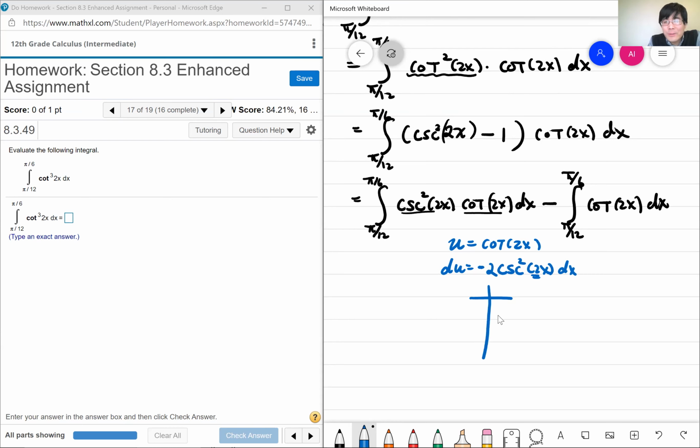Well, after the substitution, when it's pi over 6, it's going to be cotangent of pi over 3, which is 1 over square root of 3. And this gives cotangent of pi over 6, which is square root of 3. It's a reciprocal of tangent. So that part will become the integral from 1 over square root of 3 to square root of 3 of u times this. This is the du part, du divided by minus 2.